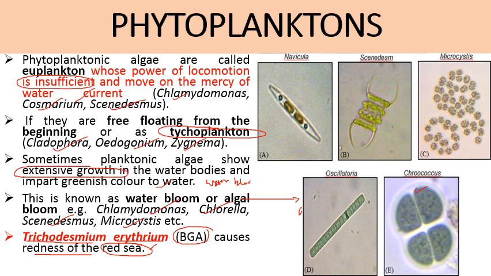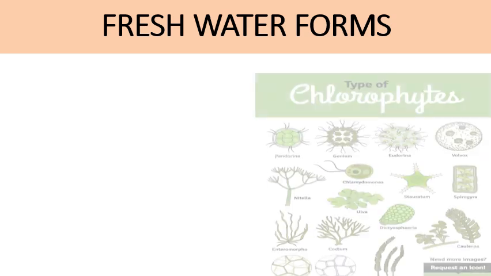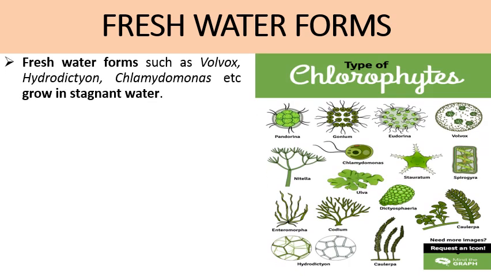So we have some algal members like Sanidesmus, Microcystis, then Oscillatoria, Crucoccus, Navicula. So these are responsible for the water bloom. Next comes freshwater forms. It includes a number of algal members. So freshwater forms such as we have Volvox, which is a colonial green algae, then Hydrodictyon, Chlamydomonas.